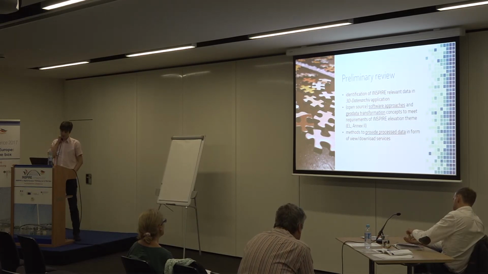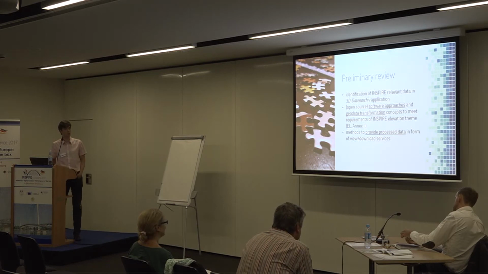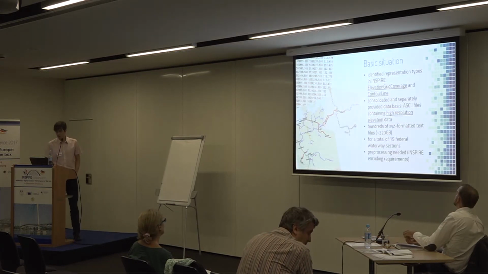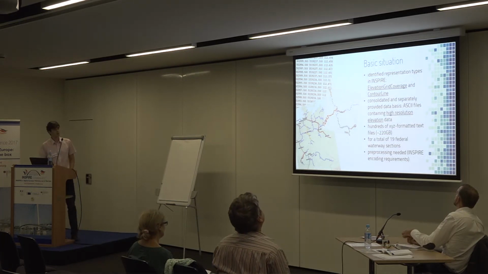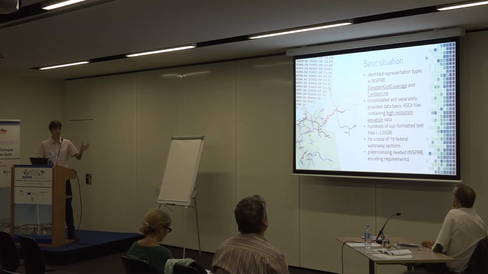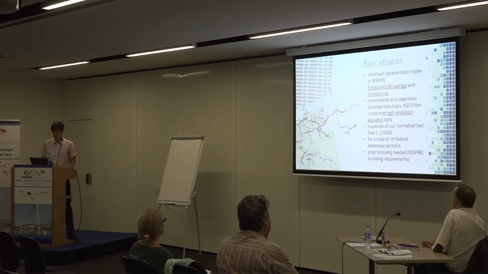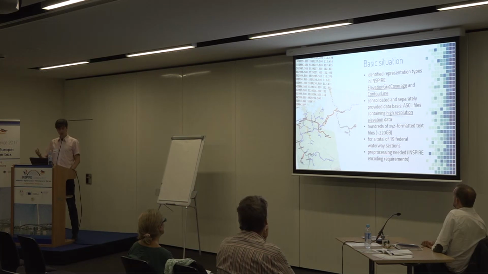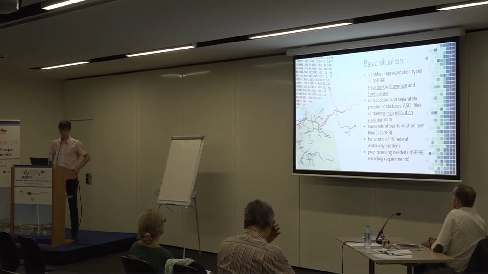And also, of course, to find out which methods we can use to provide the processed data in form of view or download services. So the basic situation was that we got a lot of data as XYZ data. It was about 220 gigabyte files, ASCII formatted. So I told you XYZ, very simple text file format. And the first thing we did together with the BFG was to identify which data types in the Datenarchiv are relevant for Inspire, and we can serve with the data stored there. So that was the elevation grid coverage Inspire and the Inspire control line feature type.